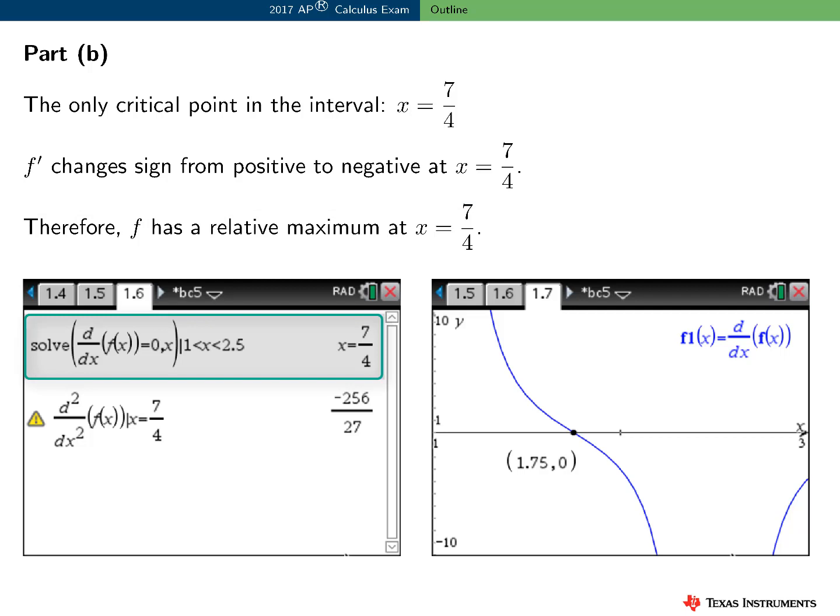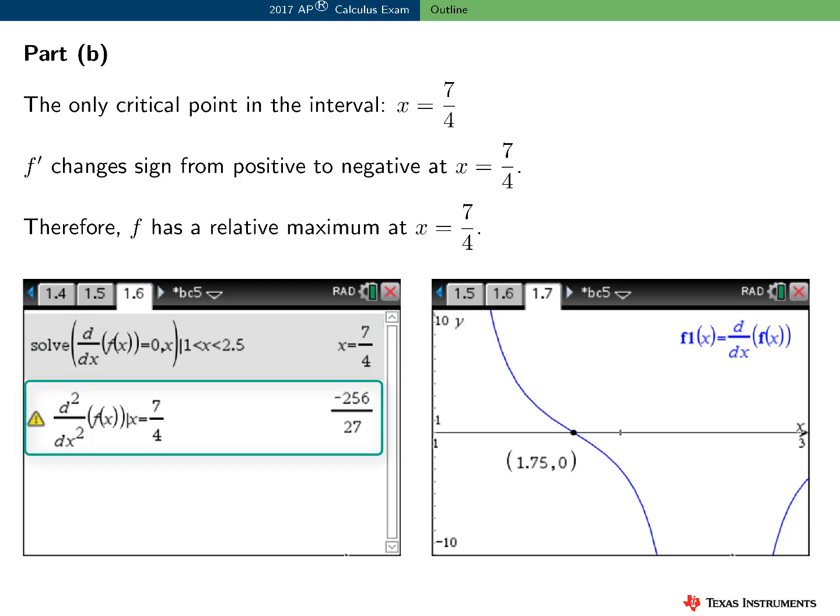In this step, I solved the equation f prime of x equals 0 for x in the interval 1 to 2.5. And here I found the second derivative of f at x equals 7/4. Since this value is negative, the graph of f is concave down at the point with x equals 7/4. And therefore f has a relative maximum at x equals 7/4.